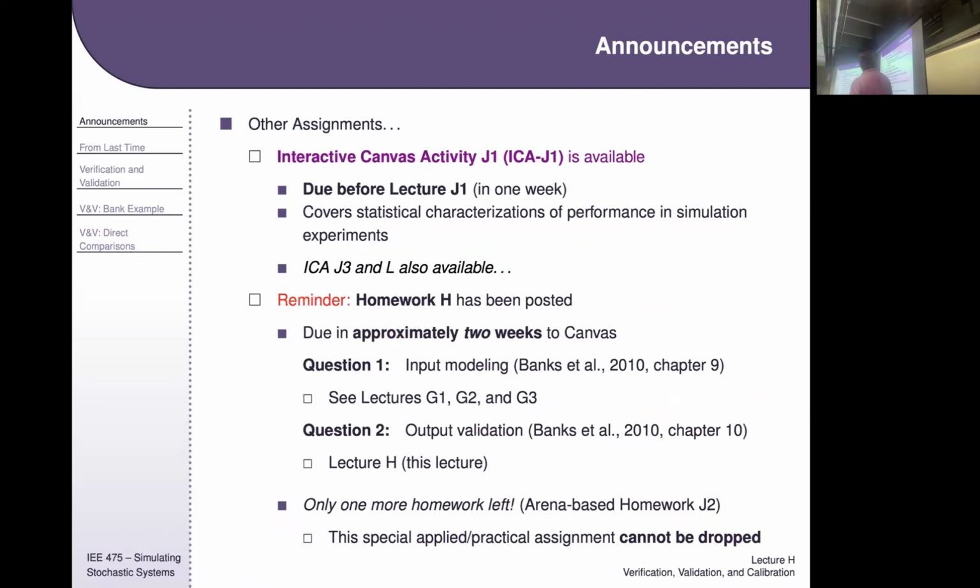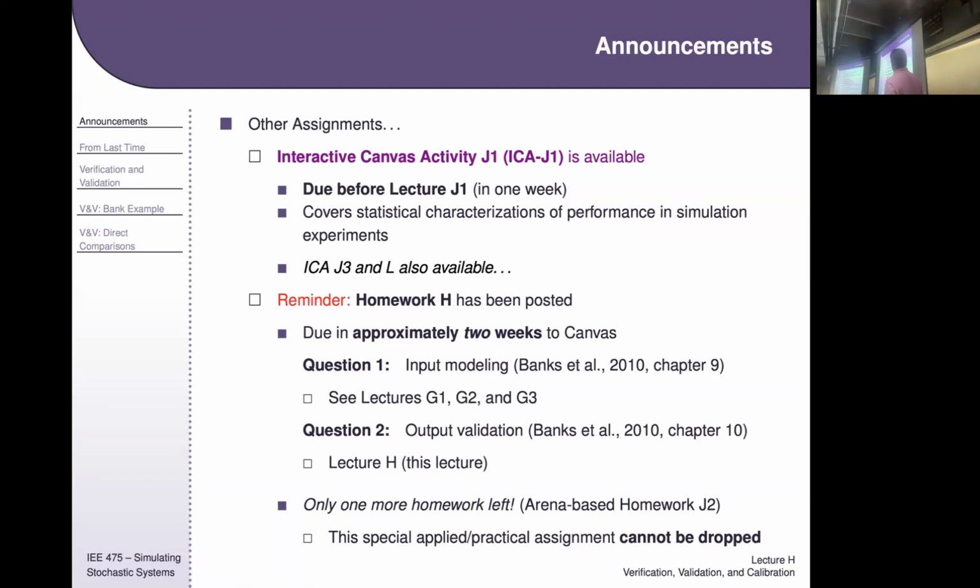Other things: ICAs are on their normal schedule. Homework H is now available. Question 1 was from lectures G1, G2 and G3, so it's about input modeling. Question 2 will be from today, which is about output validation. These are very similar looking tests, but one is for one thing and another one is for another thing. One is for getting the parameters and the families right when you're programming your sim. The other one is for once your sim generates data, to ask whether my simulation is doing things that look realistic. That's what we mean by output validation. That's what we talked about today.